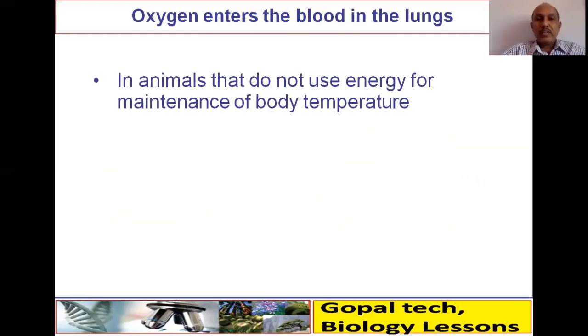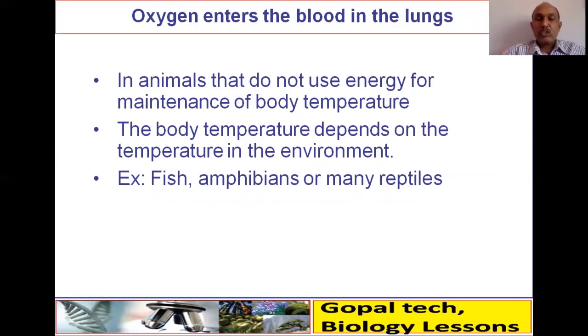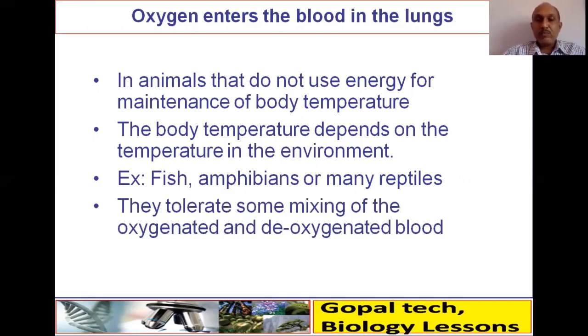So in animals that do not use energy for the maintenance of body temperature, उनमें क्या होगा? So the body temperature depends upon the temperature of the environment. So they go on changing their body temperature. Example, fish है, amphibians है, many reptiles except crocodile वगैरह छोड़ के. Okay, so they tolerate some mixing of the oxygenated and deoxygenated blood because of incomplete या only 3-chamber heart.